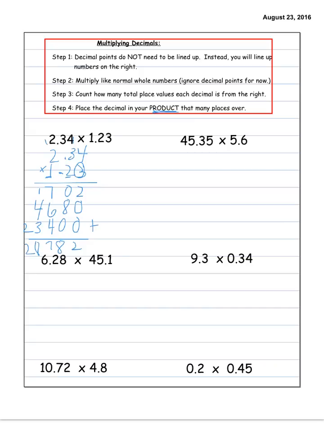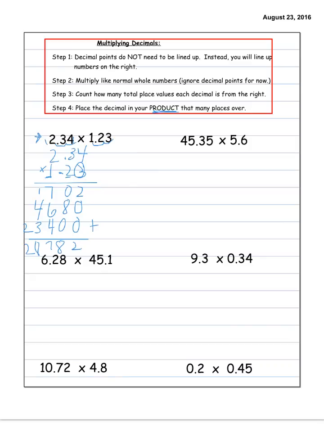Now, step 3 says count how many total place values each decimal is from the right. So we're looking at our factors, these numbers that we are multiplying together, and we count how many spots they are over. In this first number, it's over 1, 2 spots. In our other number, it is also over 1, 2. So our decimal point has moved over a total of 4 spots between our two numbers.